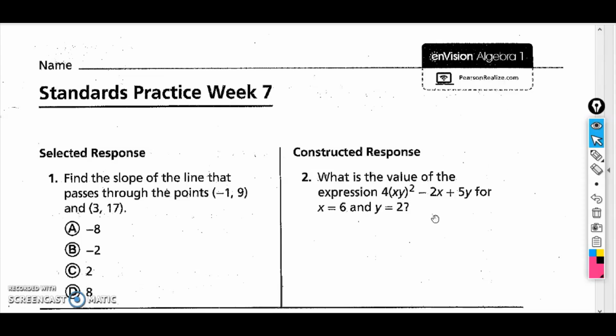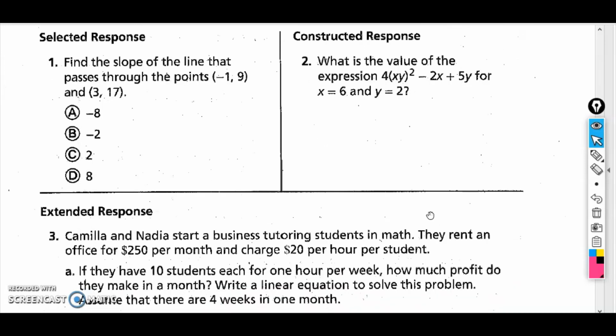Standards Practice Week 7. Number 1. Find the slope of the line that passes through the points -1, 9, and 3, 17. So we're looking for slope. So let's start with this. Let's review what slope is.